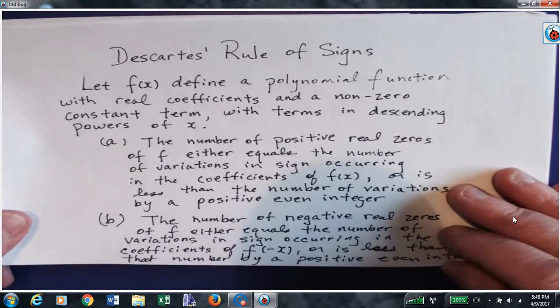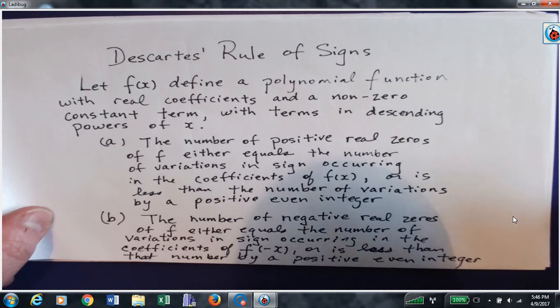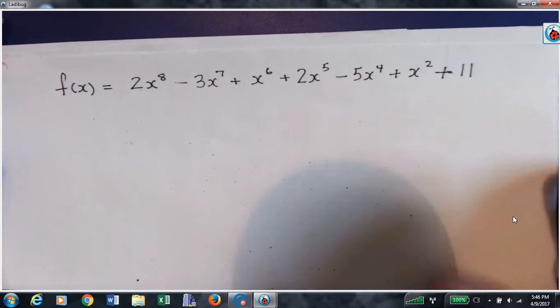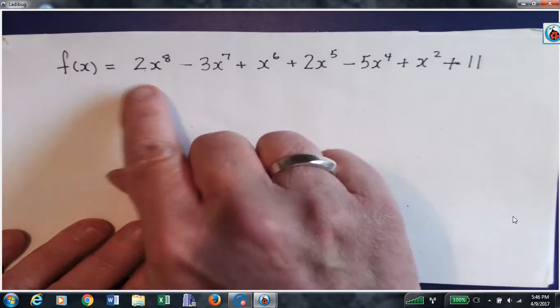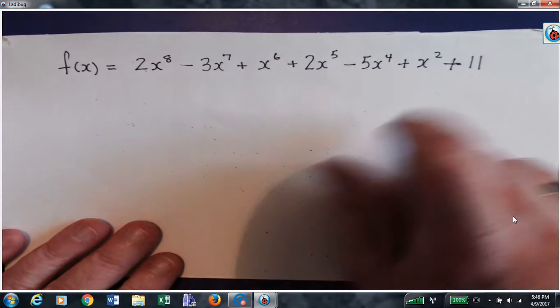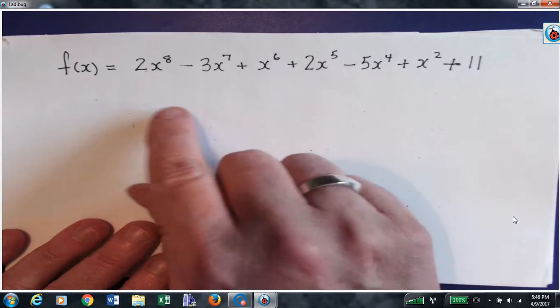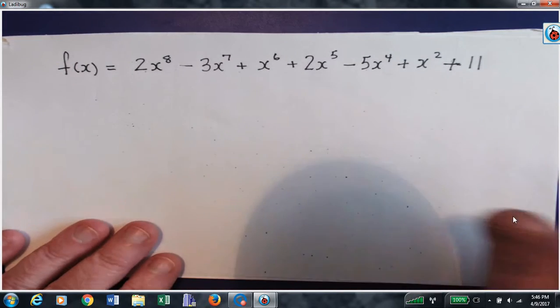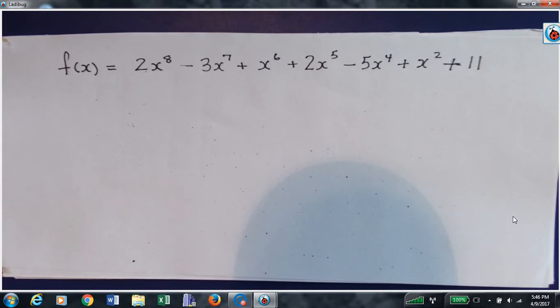Okay, Descartes' rule of signs does not read very well. It's clear as mud, isn't it? So we're going to clear this up with some examples. So I've got a polynomial function here, f. It's got real coefficients. It's got a non-zero constant term. And the terms are in descending order with the powers of x. Okay, so I've met all the conditions. And so let's look at answering part A.